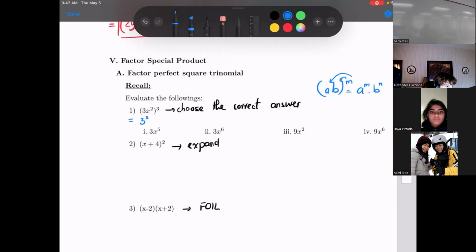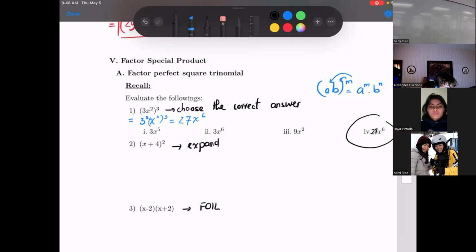None of this is correct. My bad. 3 cubed is 27. And then x to the 6, x squared cubed. So that means 27x to the 6. I have to fix my note. So it's not your fault, I was wrong.